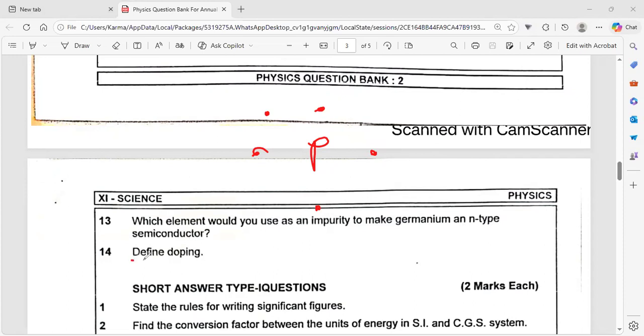Define doping. To improve the conductivity of a semiconductor by mixing an impurity in a very small quantity so that the conductivity is improved. The particular process is known as doping.